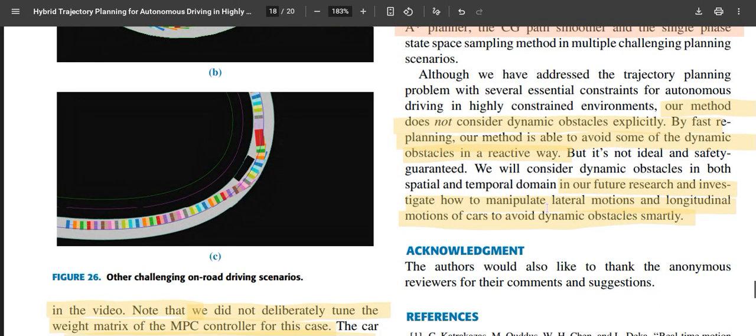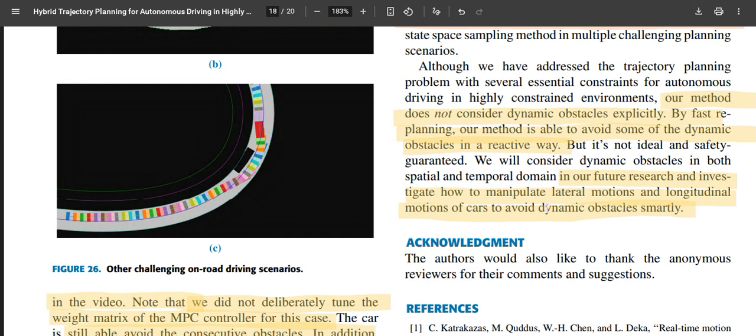As for the future, they haven't considered handling dynamic obstacles, but that can be easily handled by making more frequent updates. But in the future they plan to do separate investigations and research on how to handle the lateral and longitudinal motions to avoid dynamic obstacles smartly and efficiently. Thank you.